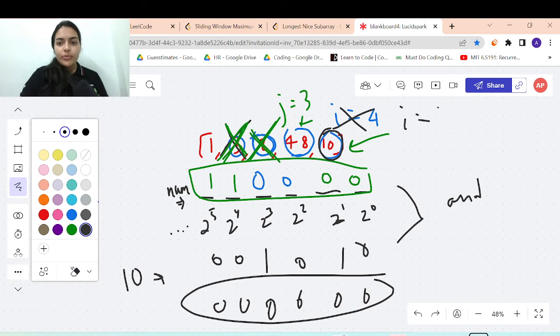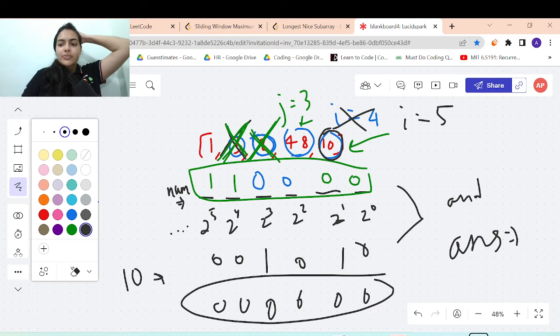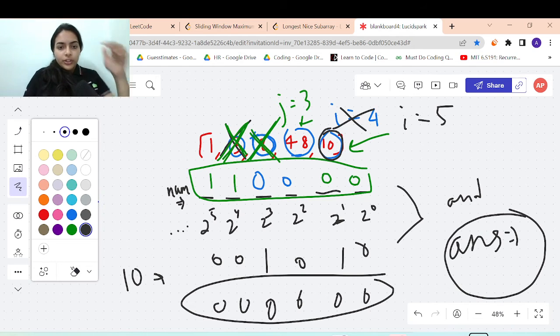Now next time when you go forward, I will be equal to 5. Okay. Now this is the total process. We need to keep a store of the answer, which was the maximum length that we got. You could have seen that in between there was a case when we got 3 elements.